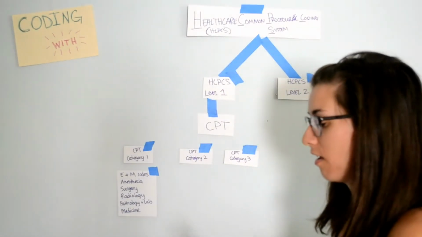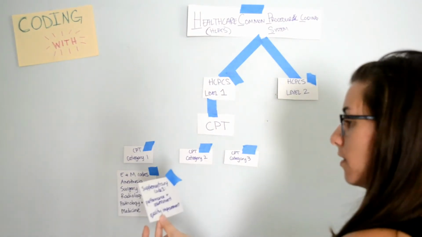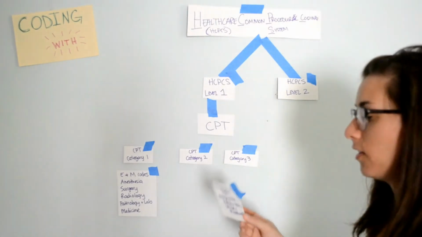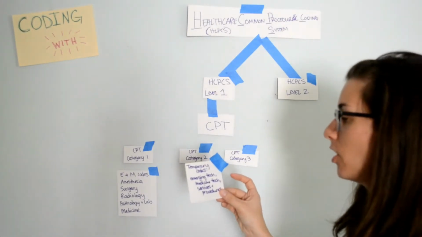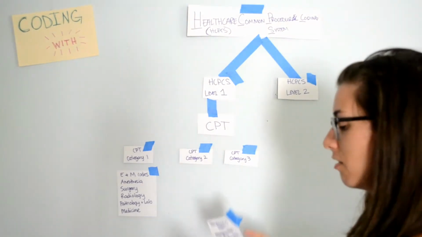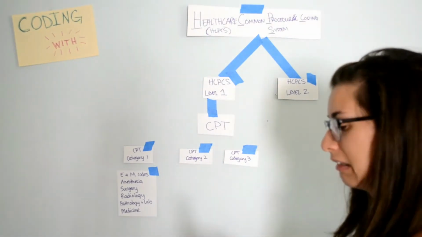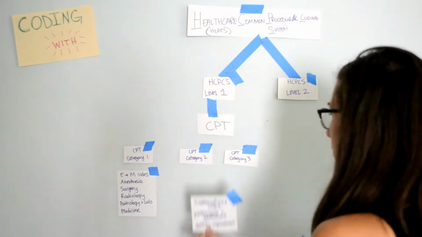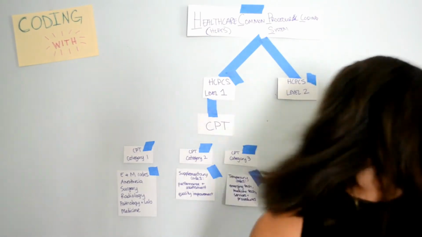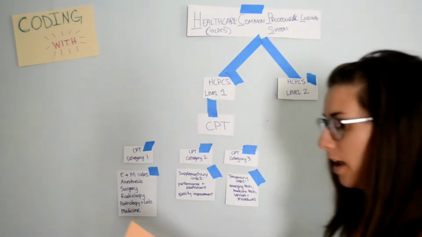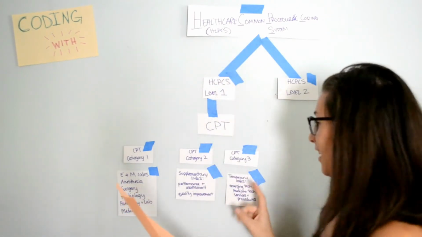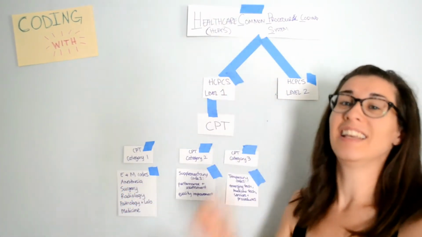In CPT Category 2, it's between supplementary codes, which are performance and assessment and quality improvement, or temporary codes, emerging medicine, technology, services, and procedures. I think Category 2 is supplementary codes, I think. Let's check the answer key. Okay, Category 2, supplementary codes, go me! Yes! 3, temporary codes. Yes.